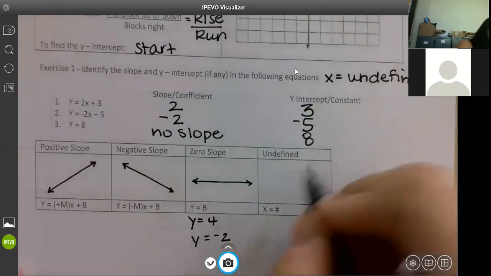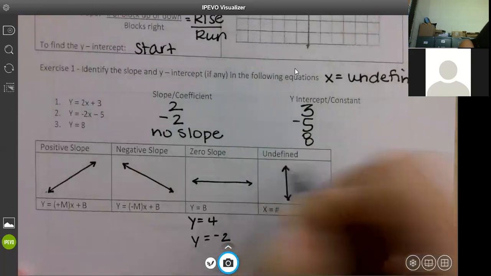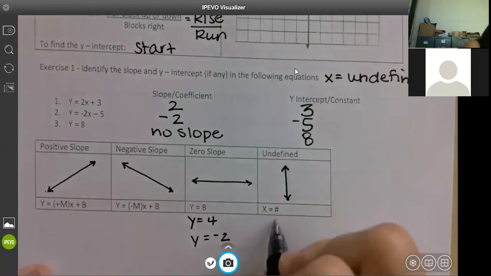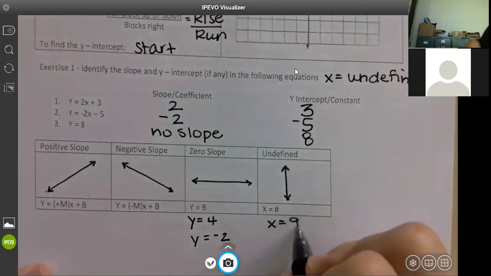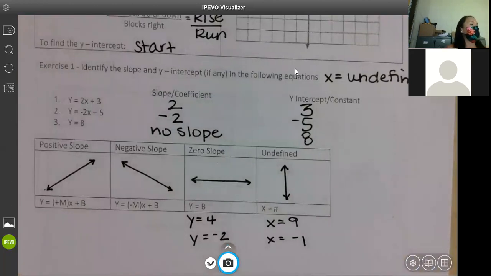And then if it's undefined, that means we can't ski that at all because we're going to die. Literally, that's what you would do. I'm not trying to be silly, usually that'll help you remember. So undefined is going to be something like x equals 9, x equals -1. So you cannot ski that.